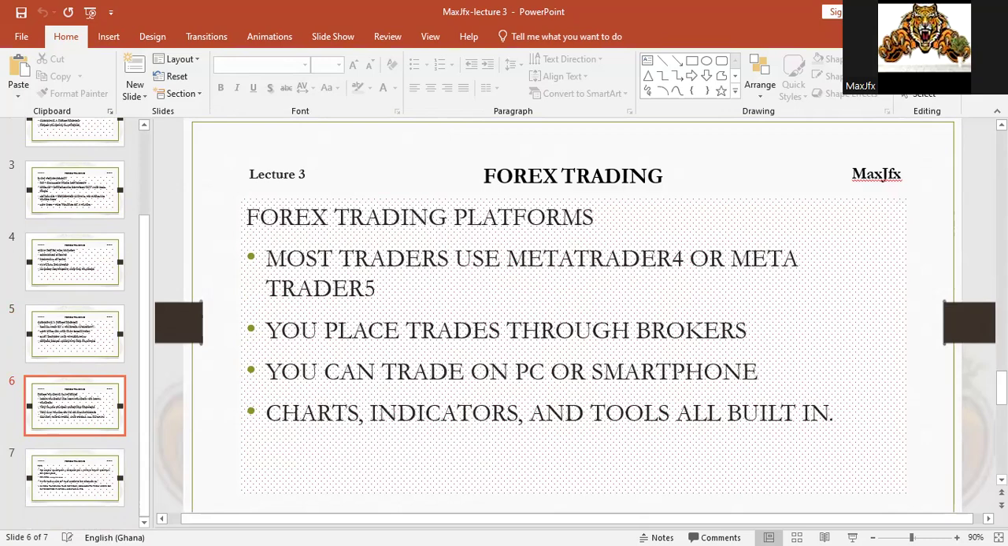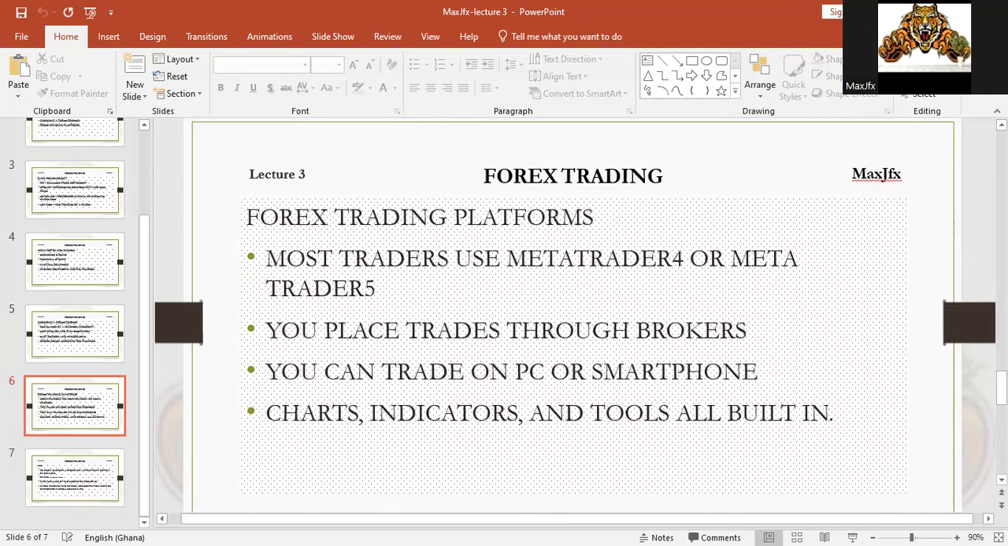What do we use these trading platforms to do? We use these trading platforms to place trades. When I want to enter into the market, I'll just go there and place a trade, buy or sell. We place trades through brokers, and in order to place a trade, we need these platforms.